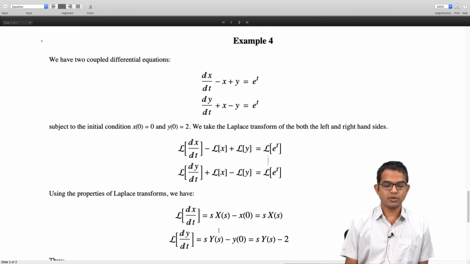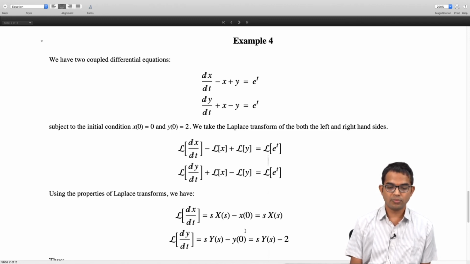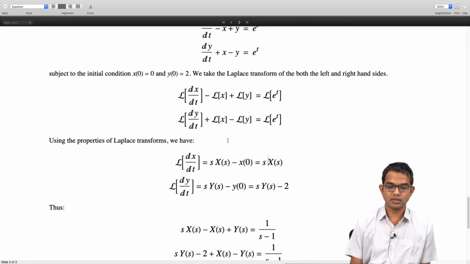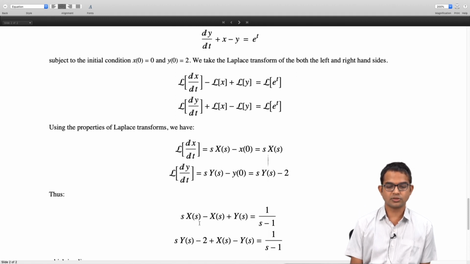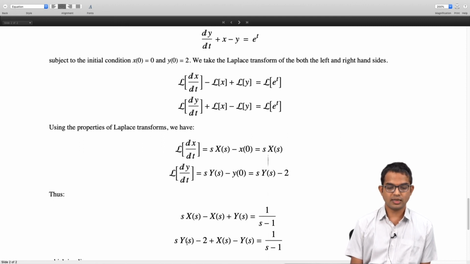Again, we use the fact that the Laplace transform of the derivative becomes s times X(s) minus x(0). x(0) is 0, so it's just s times X(s). But the Laplace transform of dy/dt becomes s times Y(s) minus 2, because y(0) is given to be 2. If you plug these back into the two equations, we have s X(s) - X(s) + Y(s) = 1/(s-1), and s Y(s) - 2 + X(s) - Y(s) = 1/(s-1).